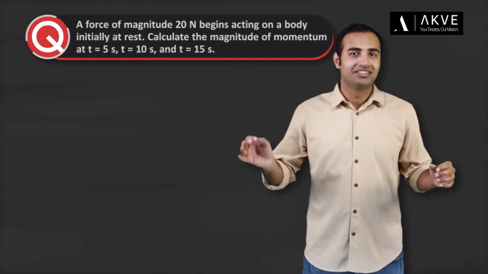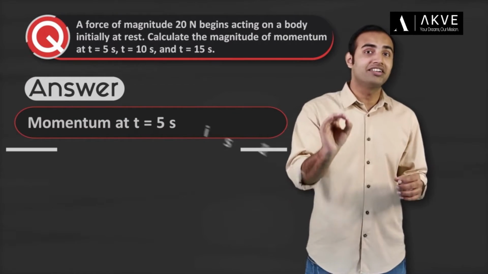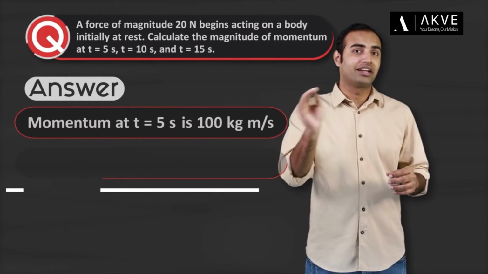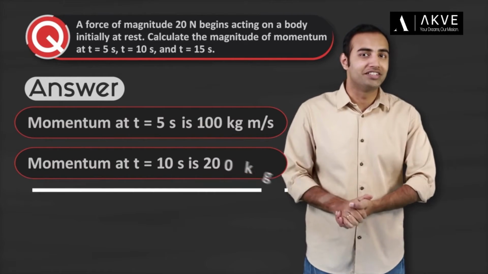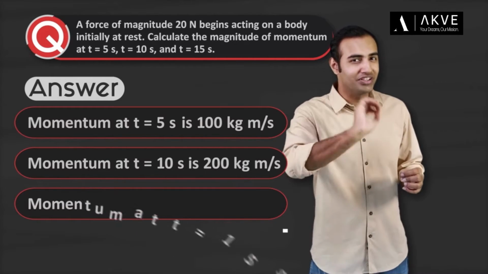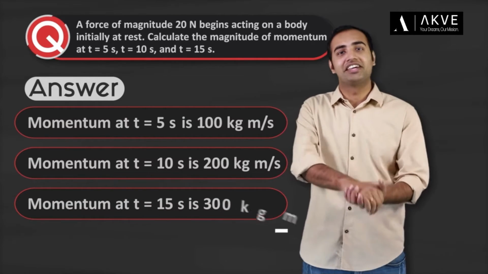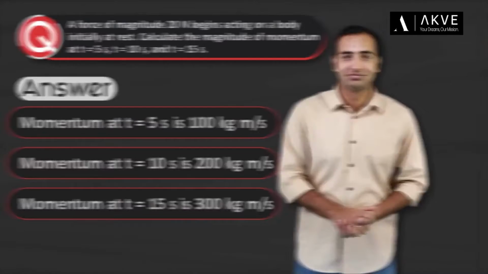Time's up, guys. The right answer for the momentum value at t equal to 5 seconds is 100 kg meters per second. The right answer for the momentum at t equal to 10 seconds is 200 kg meters per second. And the right answer for the momentum at t equal to 15 seconds is 300 kg meters per second. Let's go ahead and see the solution now.